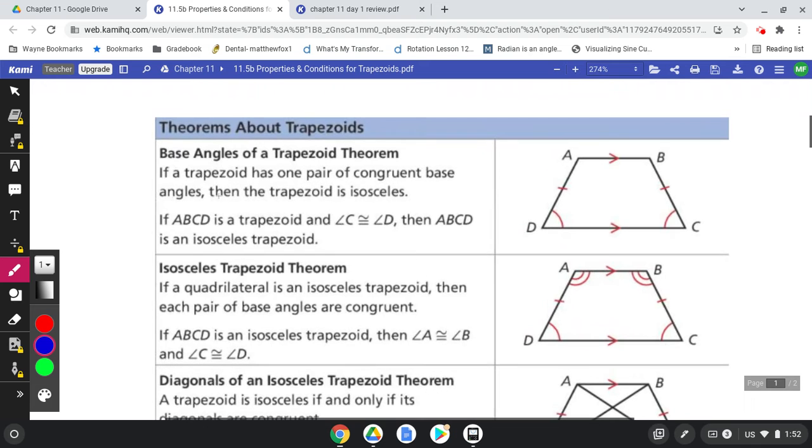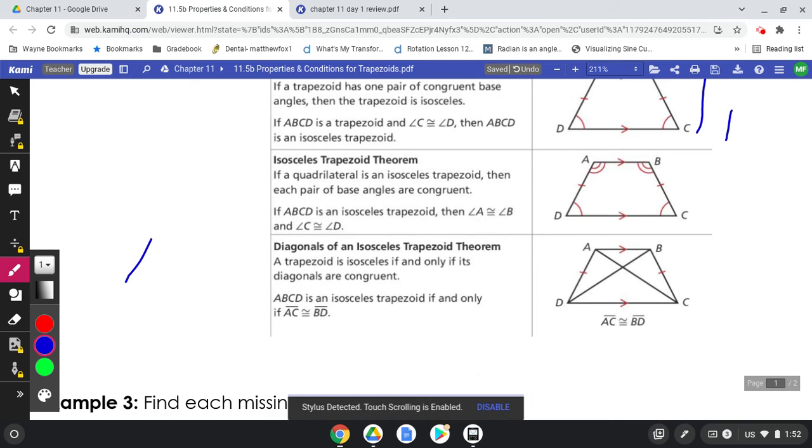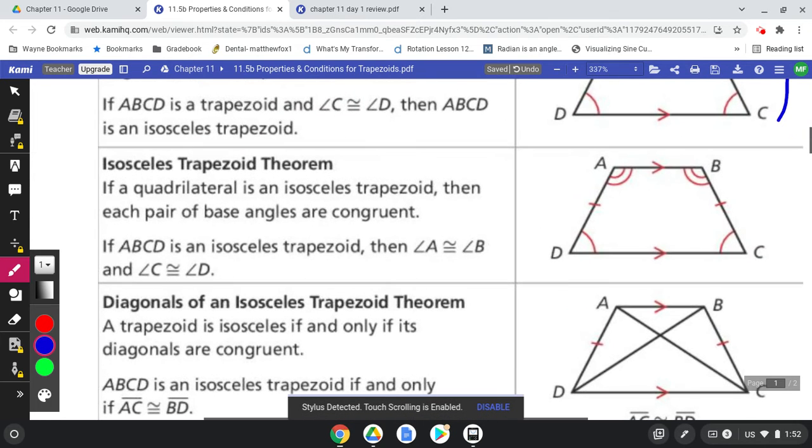We know that the base of a trapezoid theorem tells us if a trapezoid has one pair of congruent base angles, then we know the trapezoid is isosceles, meaning these two sides are the same. Now, likewise, if a quadrilateral is an isosceles trapezoid, then we also know that each pair of base angles will be congruent. So D and C are the same, A and B are the same.